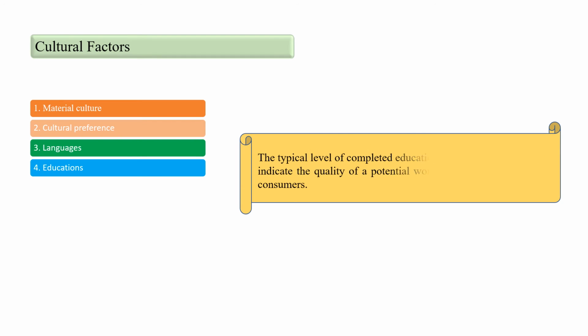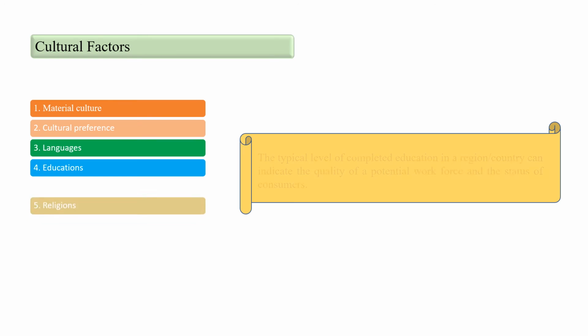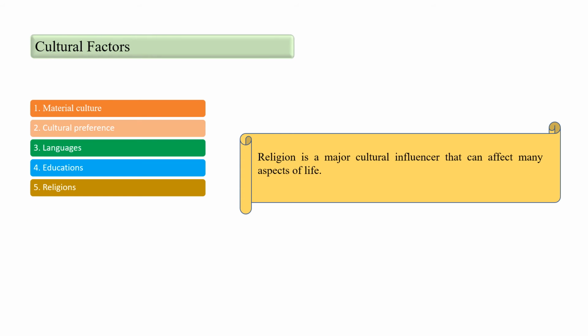Education. The typical level of completed education in a region or a country can indicate the quality of a potential workforce and the status of consumers. Religion is a major cultural influencer that can affect many aspects of life, including the role of women in society, rules about food and beverage consumption, clothing habits, and holiday activities.